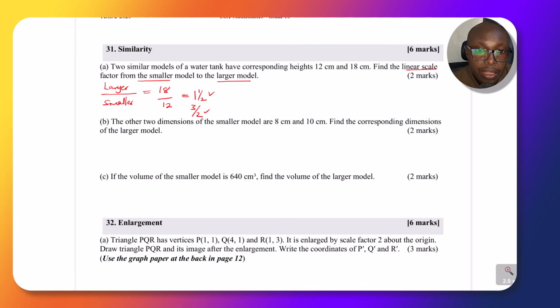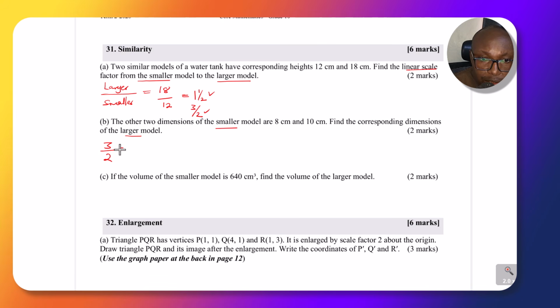Part B, the other two dimensions of the smaller model are 8 centimeters and 10 centimeters. Find the corresponding dimensions of the larger model. So you're given the dimensions of the smaller model as 8 and 10. Now that you have the linear scale factor, larger divided by the smaller, we shall use this to get the corresponding dimensions of the larger model. Remember, the numerator represents the larger model, then the denominator the smaller.